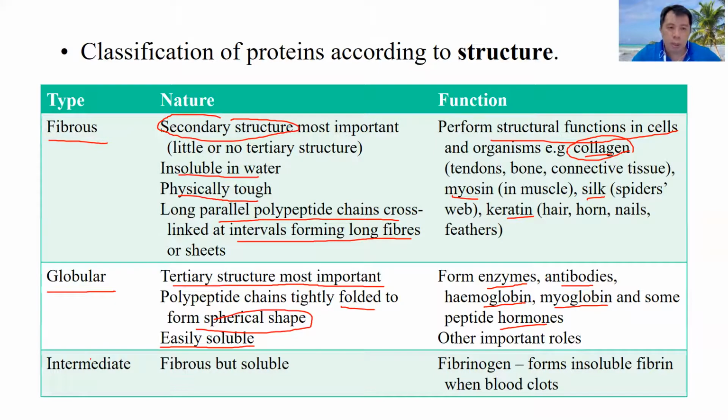Intermediate ones are fibrous, but they are soluble. For example, fibrinogen, which is used in blood clotting.